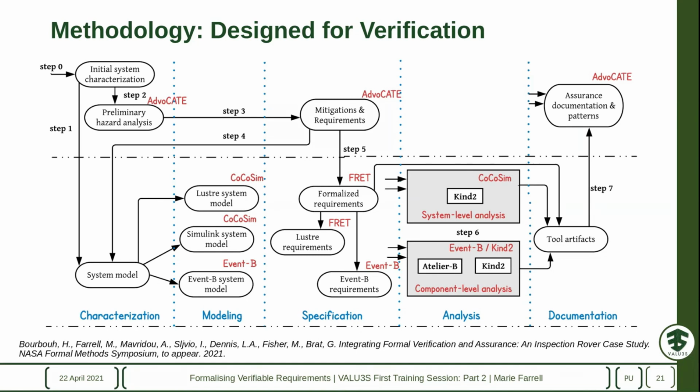We characterized the system. We did some hazard analysis. We figured out what the mitigations and requirements were. We updated the system model, and then we made models in numerous different modeling formalisms. We had a Simulink model, a Lustre model, and an Event B model of the system.